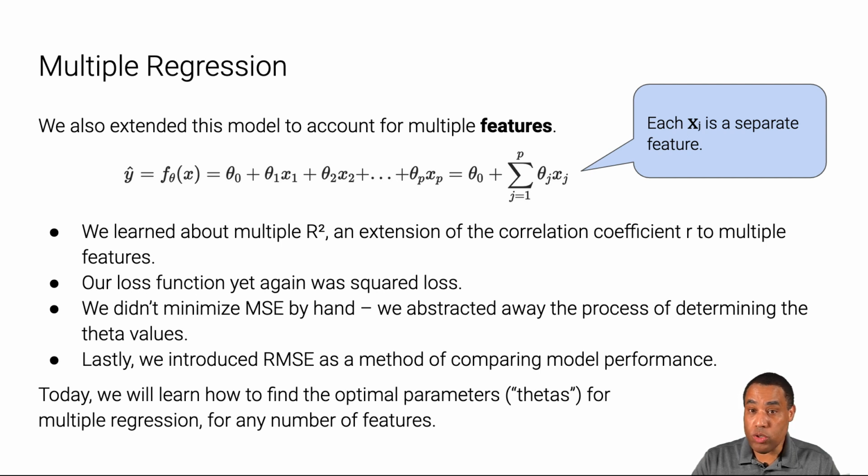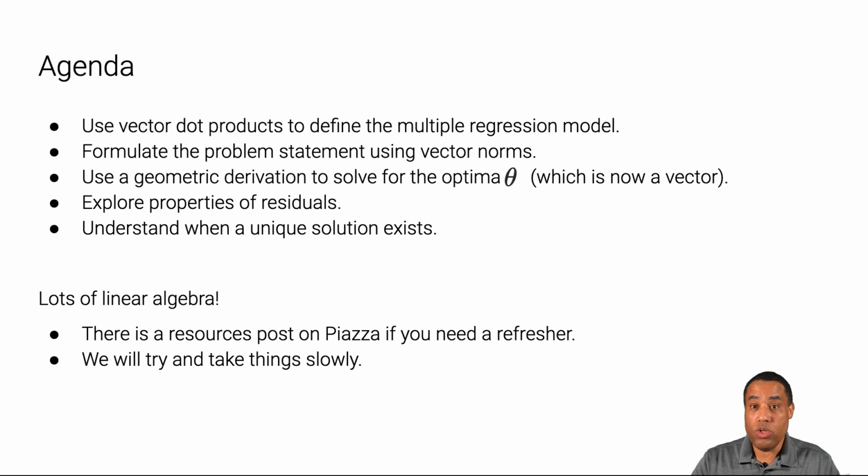We discussed multiple R squared values, but we didn't talk about how to find the actual optimal model parameters for the multiple linear regression. We said, well, we need to minimize the mean squared error, but we didn't actually do that. And that brings me to this lecture, because that's exactly what we're going to do in this lecture.